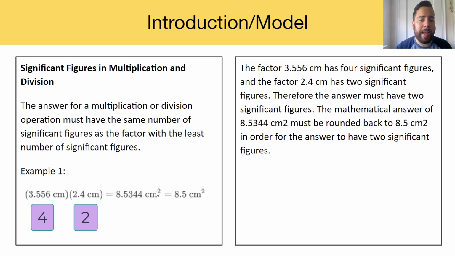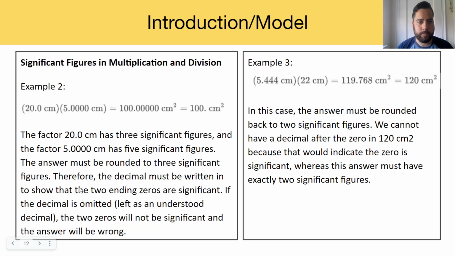However, our final answer cannot be more precise than our least precise measurement, right? Our least precise measurement here has 2 significant figures. Therefore, our final answer should also have 2 significant figures. So our final answer would be 8.5 centimeters squared. So let's look at another example.